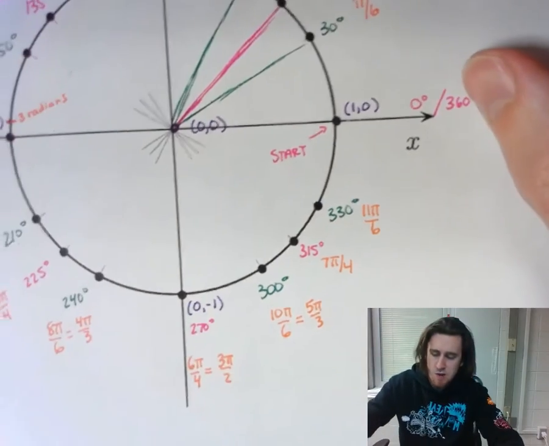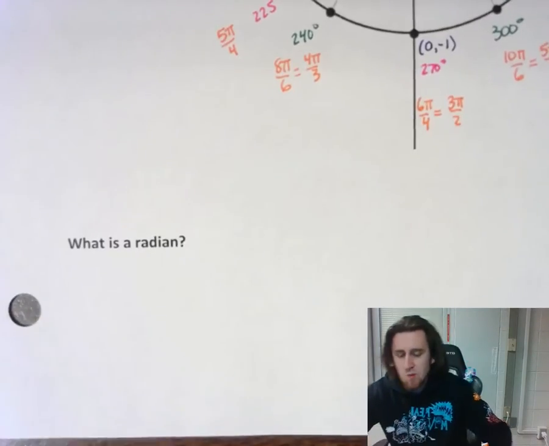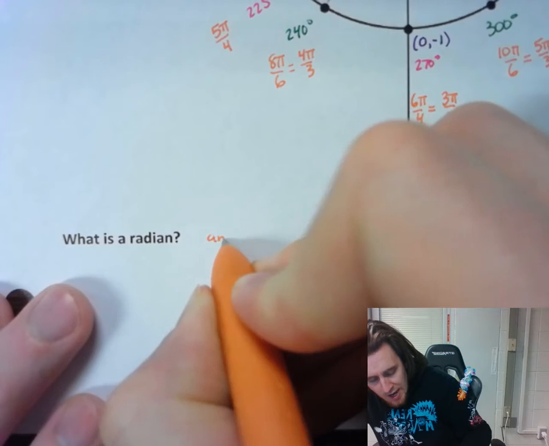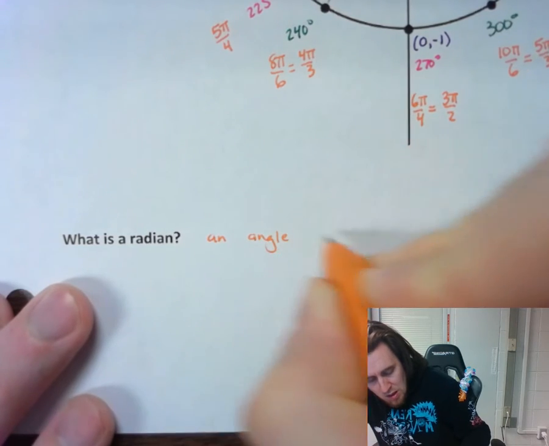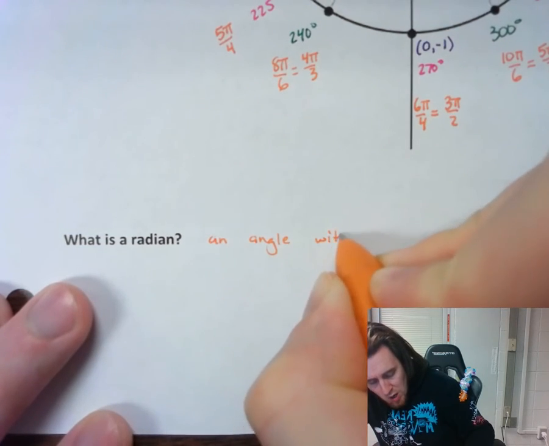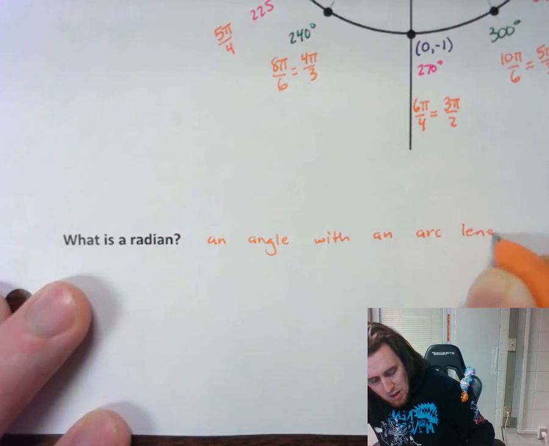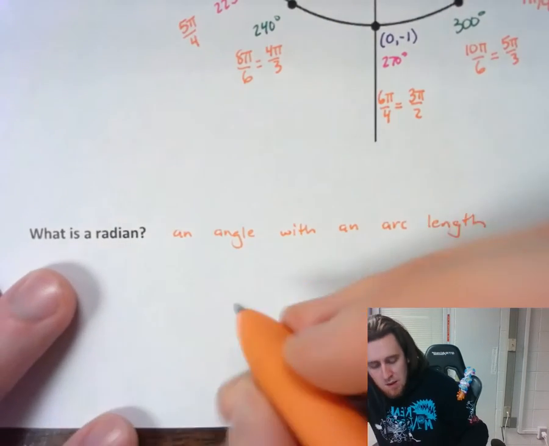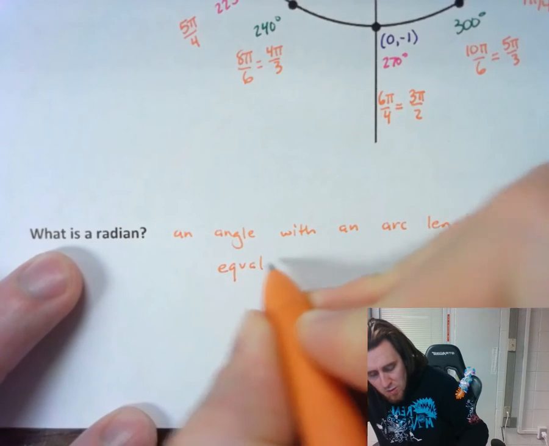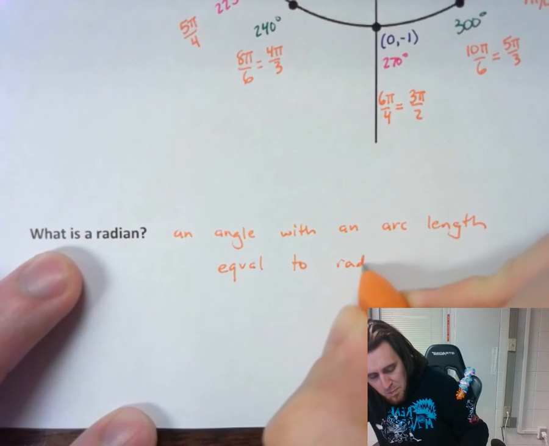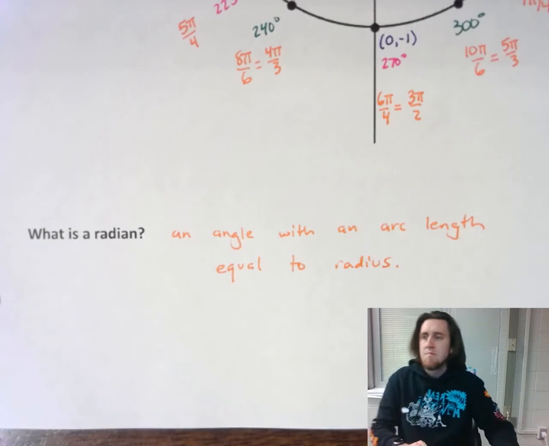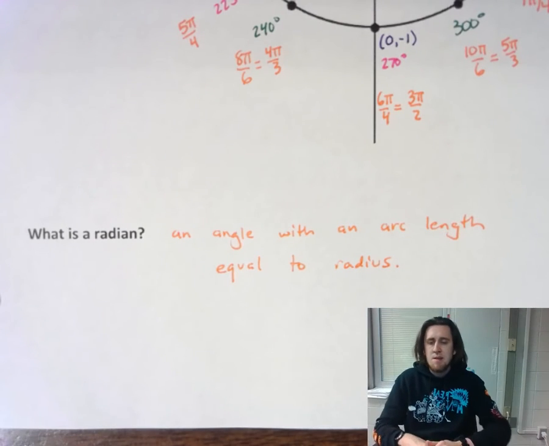Okay, and then just for completeness, this question, what is a radian? It's an angle with an arc length equal to the radius. Okay.